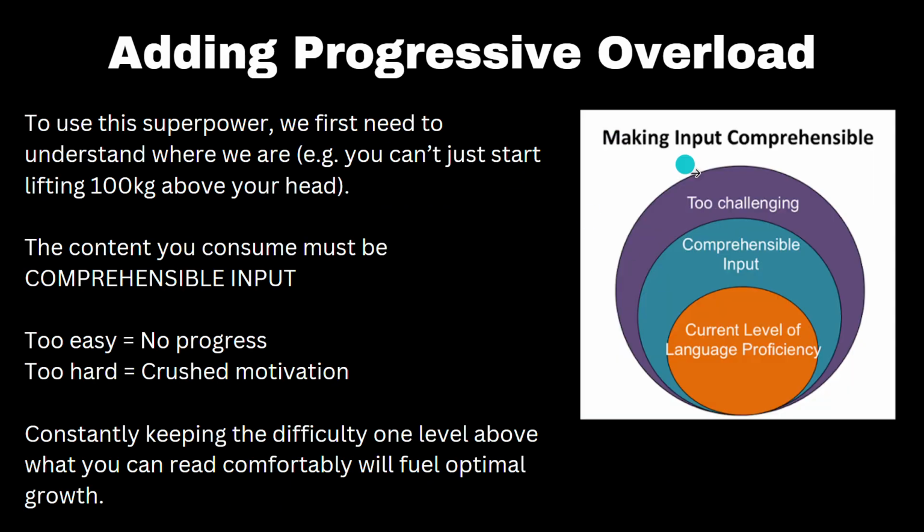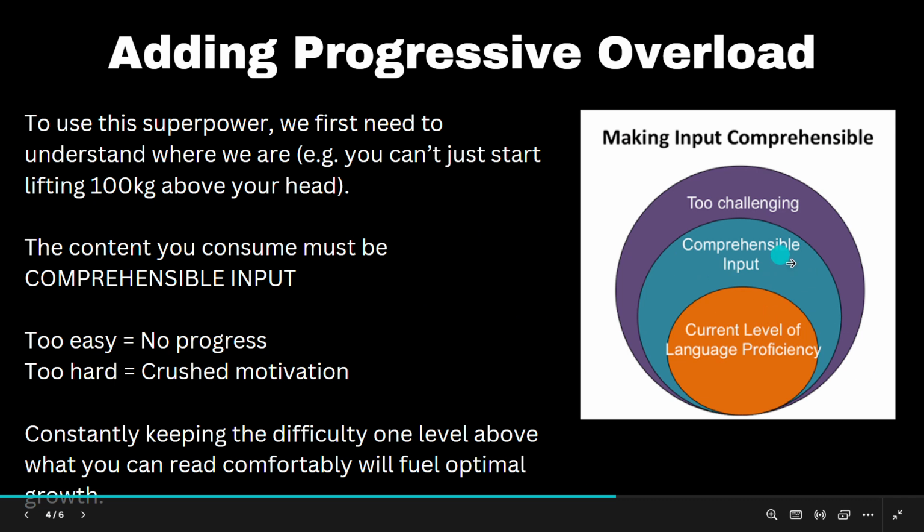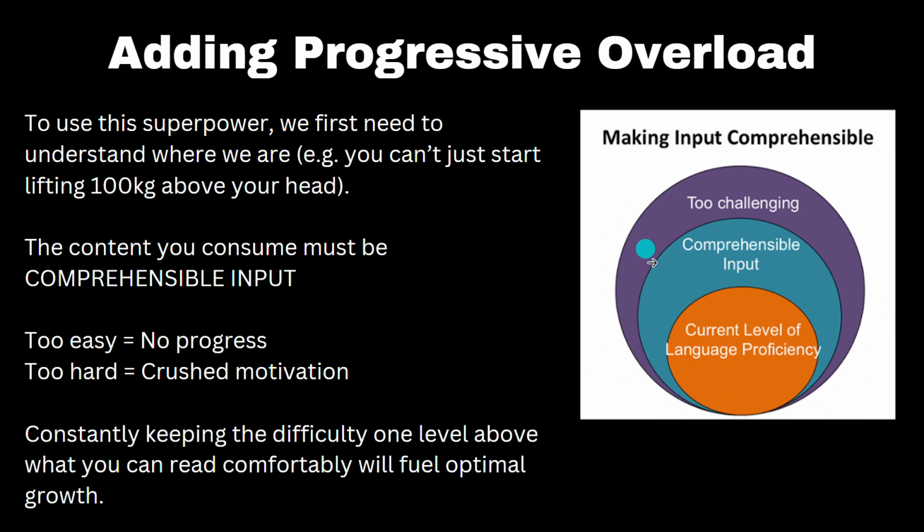So here's what we're going to do. Adding progressive overload. To use this superpower, we first need to understand where we are. As I said before, you can't just start by lifting 100 kilos above your head. So the content you consume needs to be at a level called comprehensible input. If you've heard this term before, you're probably nodding your head. If not, I'll explain it, don't worry. Comprehensible input is basically content that is understandable but not completely familiar.